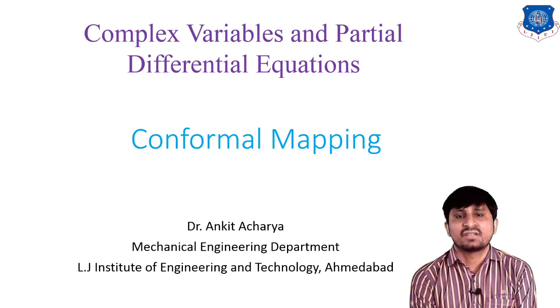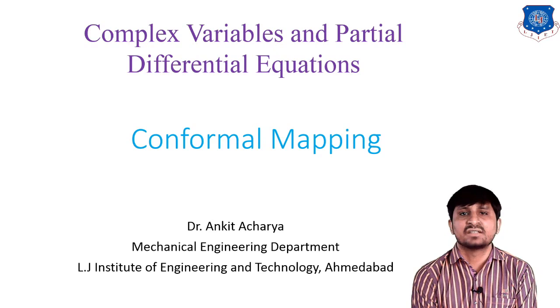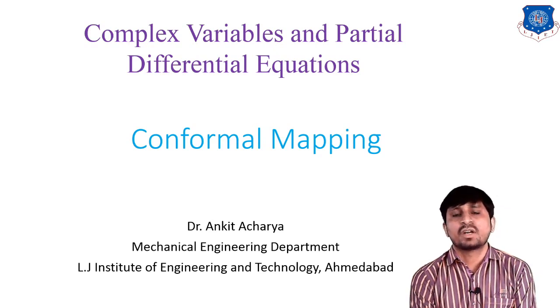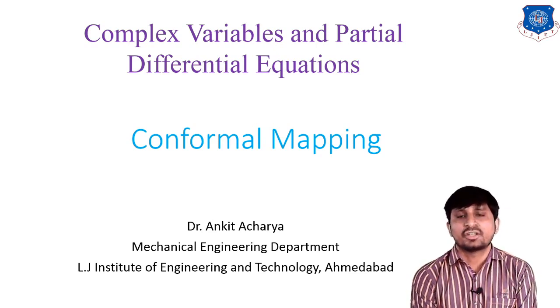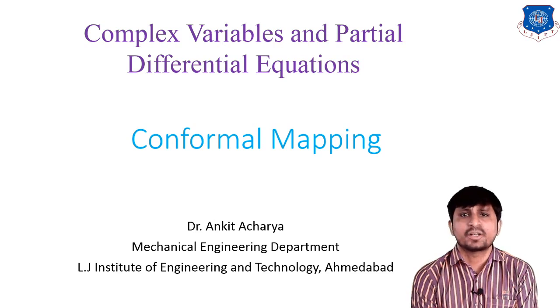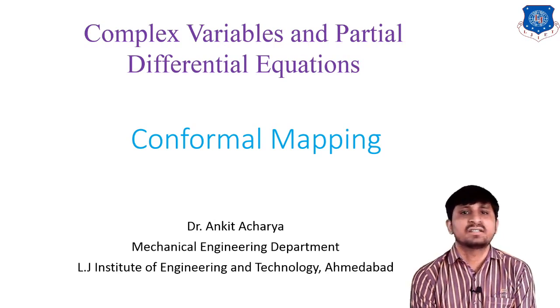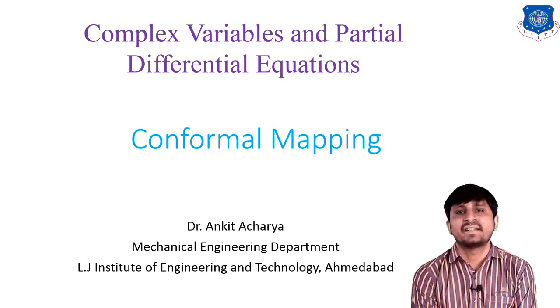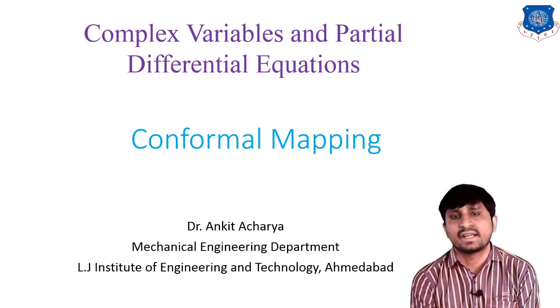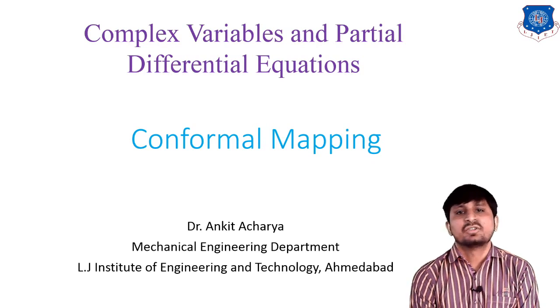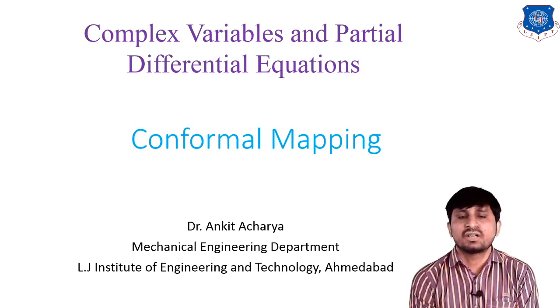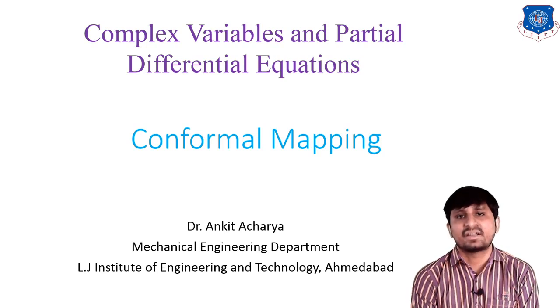In the last lecture we discussed a very important transformation called inversion, that is W equal to 1 upon Z, and rotation. Rotation is not so important from the exam point of view, but examples of inversion are very important. At least one example is asked every time in the GTU examination. So in today's lecture we discuss our last conformal mapping, called bilinear transformation.